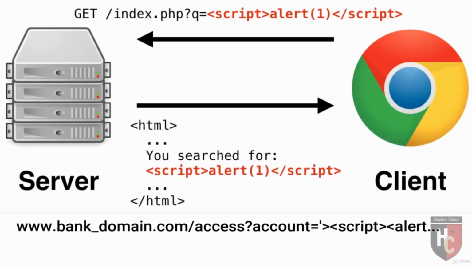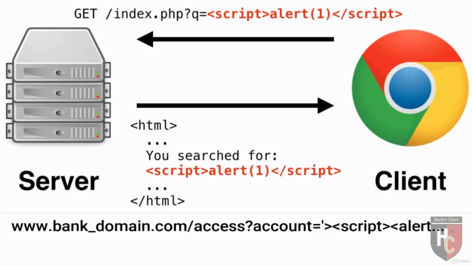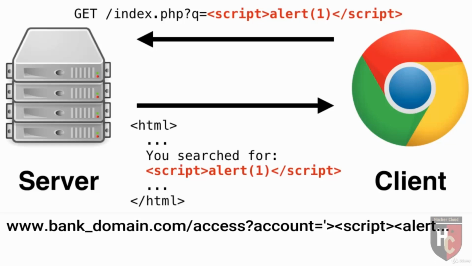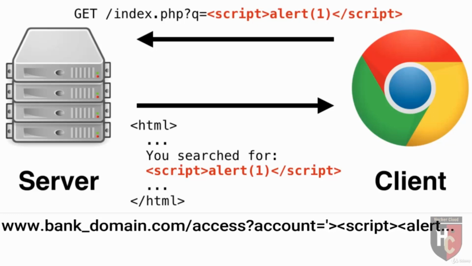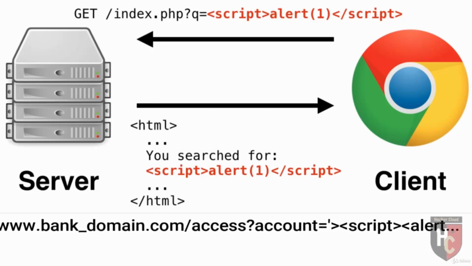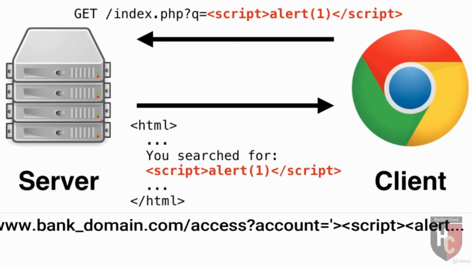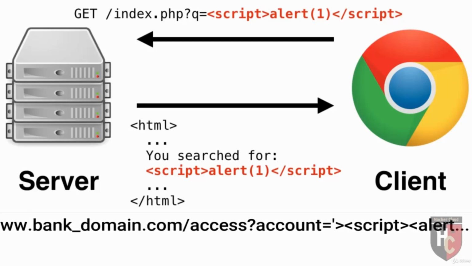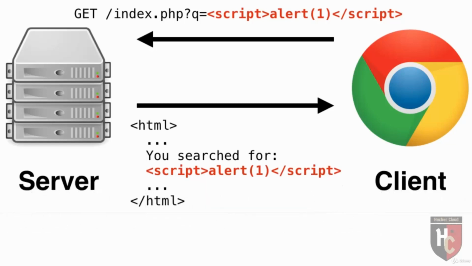Here, www.bank_domain.com/xss?account= then a single quote, script, alert, and so on. The value assigned to the variable does not look like an account number. It actually is JavaScript code. You can identify it by the script tag, which is the tag used in HTML to insert a code script. Now you can infer that the account variable is vulnerable.